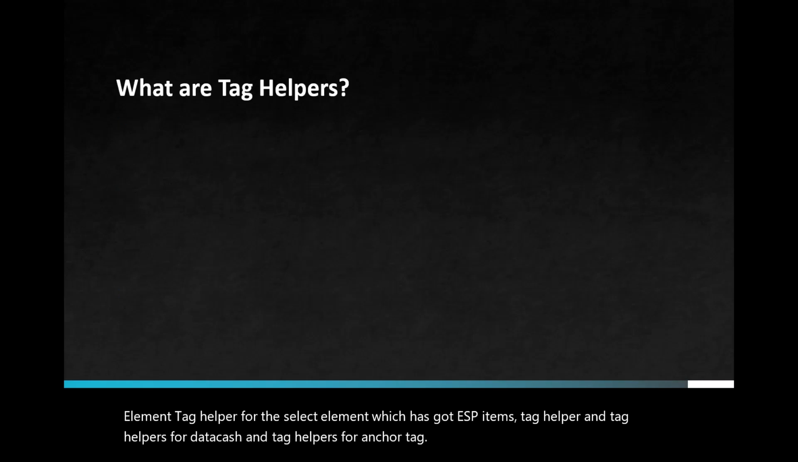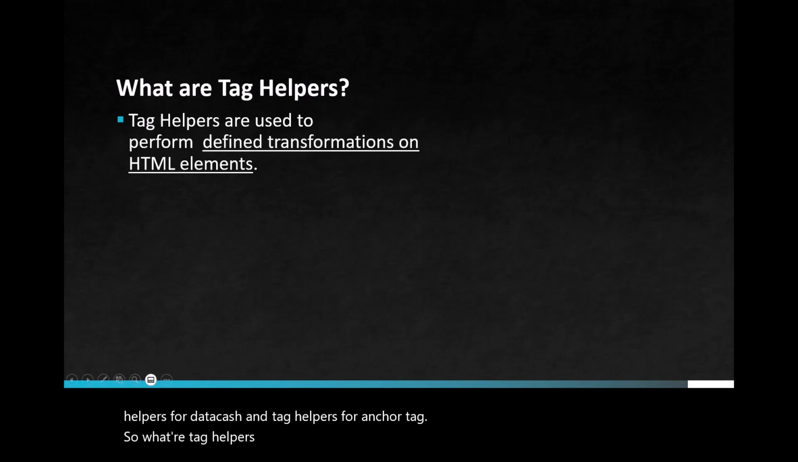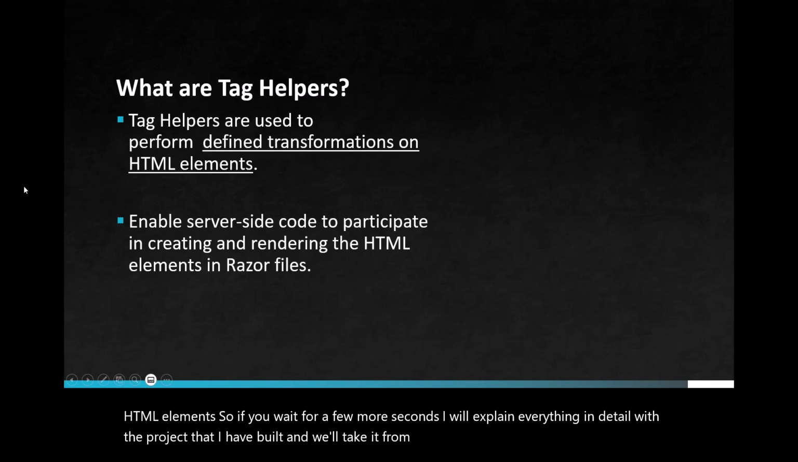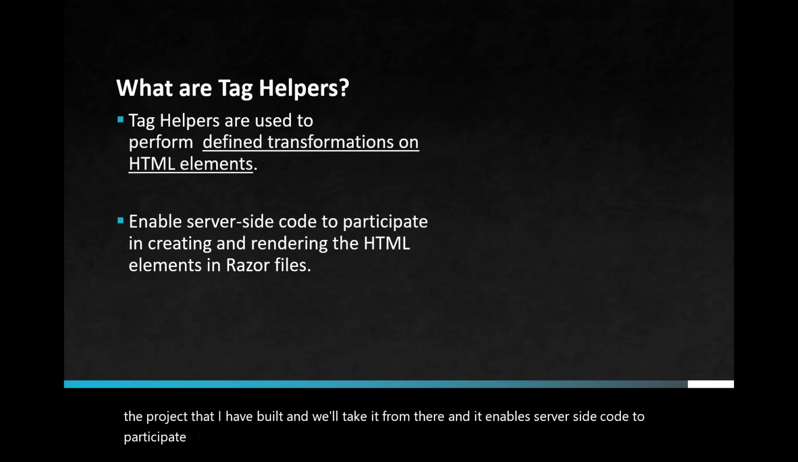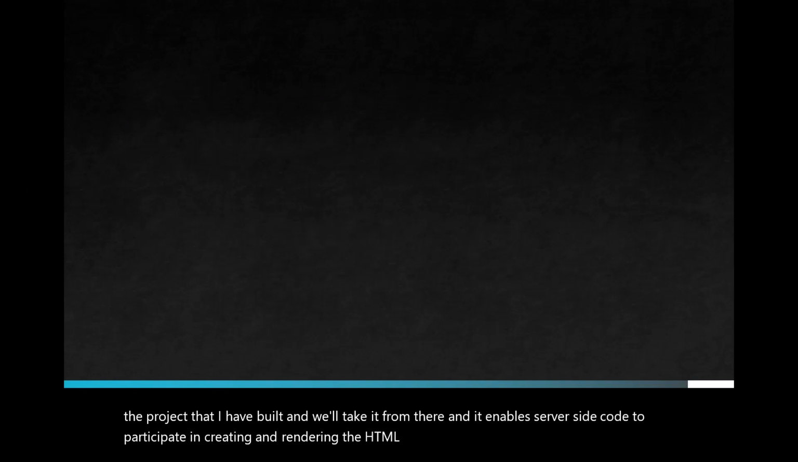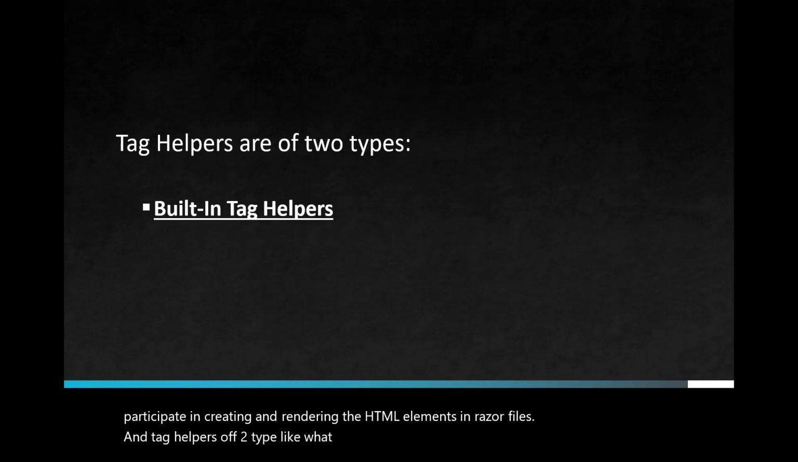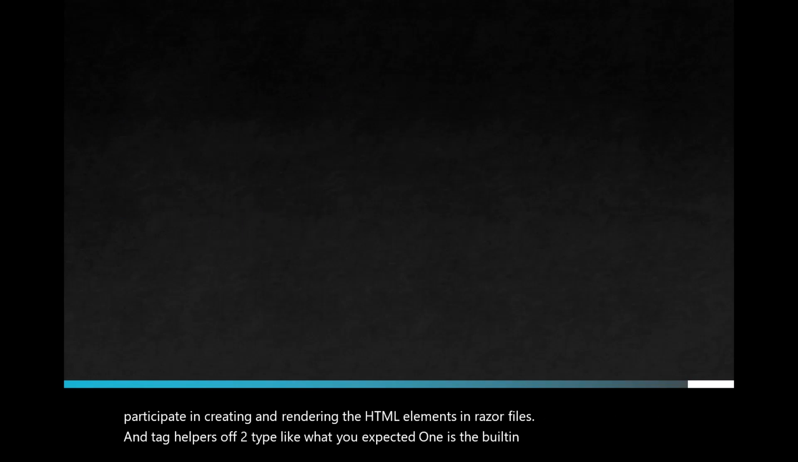So what are tag helpers? Tag helpers are used to perform defined transformations on HTML elements. If you wait for a few more seconds, I will explain everything in detail with a project that I have built, and we'll take it from there. And it enables server-side code to participate in creating and rendering the HTML elements in Razor files. And tag helpers are of two types, like what you expect. One is the built-in tag helper and another is the custom tag helper.